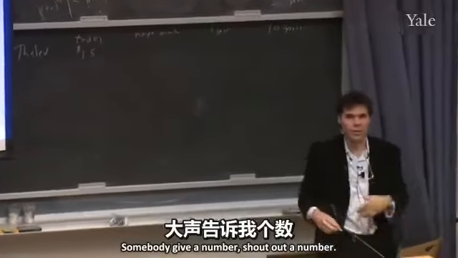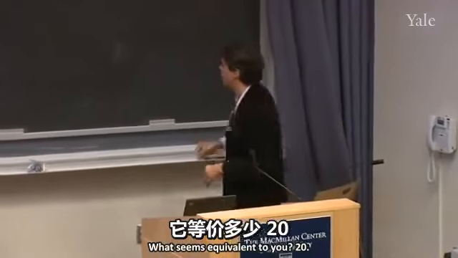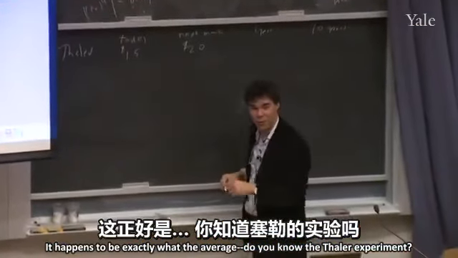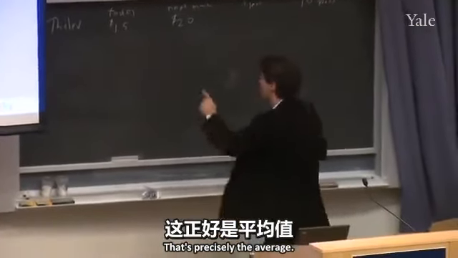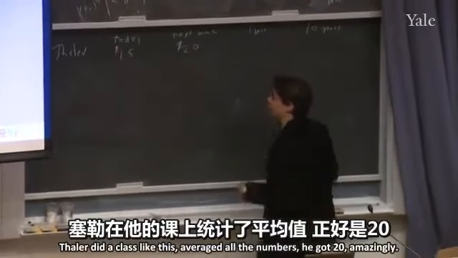Just someone give a number. Let's shout out a number. What seems equivalent to you? 20. Okay, that happens to be exactly what the average is. Do you know the Thaler experiment? It's precisely the average. Thaler did a class like this, averaged all the numbers, and he got 20, amazingly.